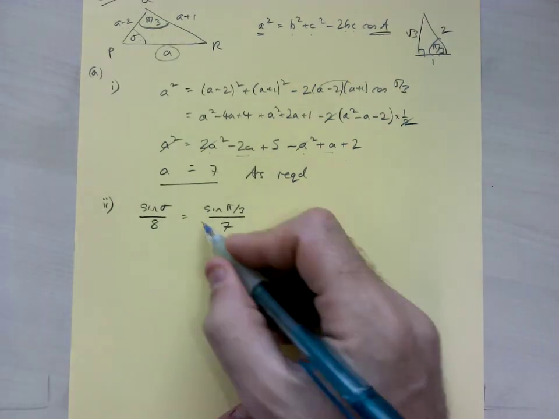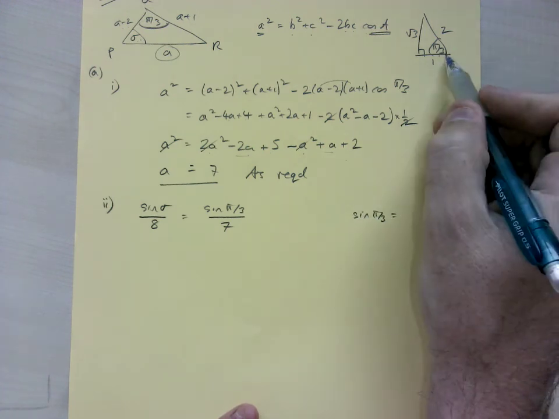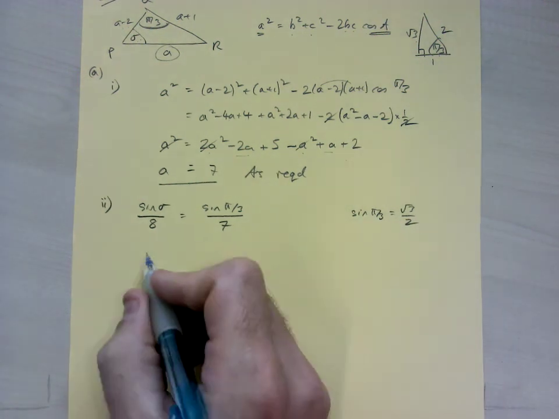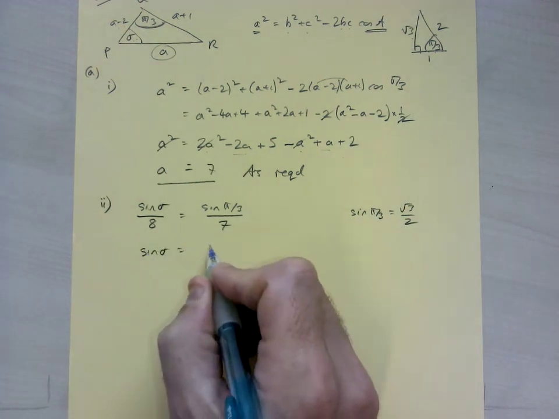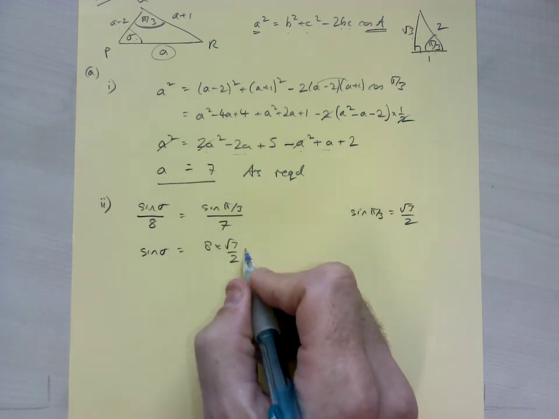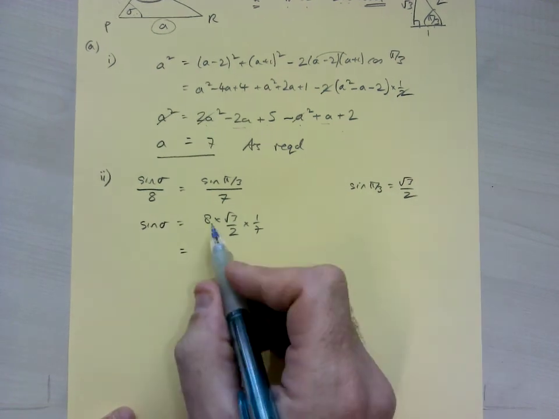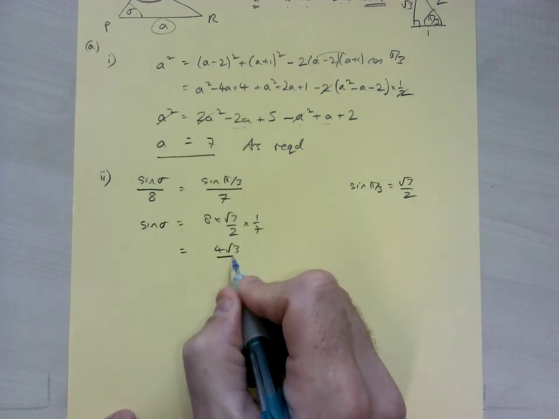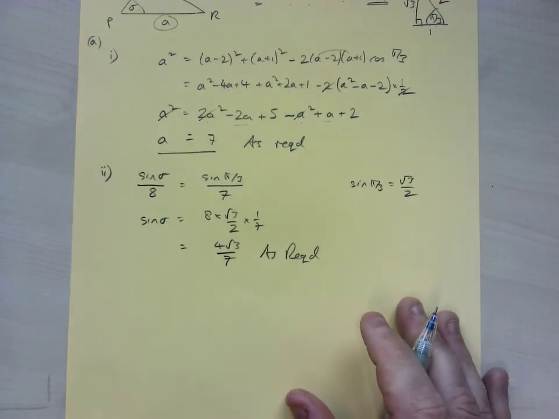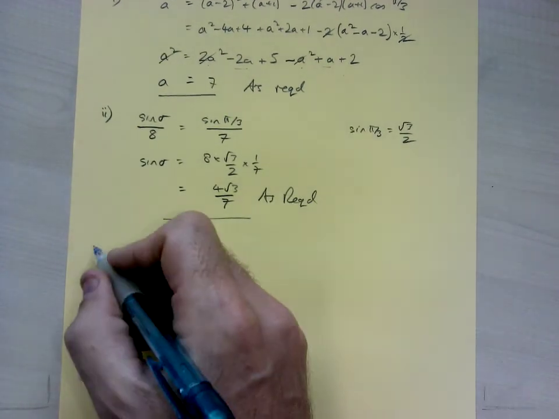I'm going to use my triangle to get sine pi on 3. Sine pi on 3 is opposite on hypotenuse, is root 3 on 2, so I can tidy this up. Sine sigma, 8 times root 3 on 2 and divided by 7 or times 1/7 gives me, make sure this works, 8 over 2 is the 4, root 3 on 7 as required. So I've got that done. Moving on to part 3.